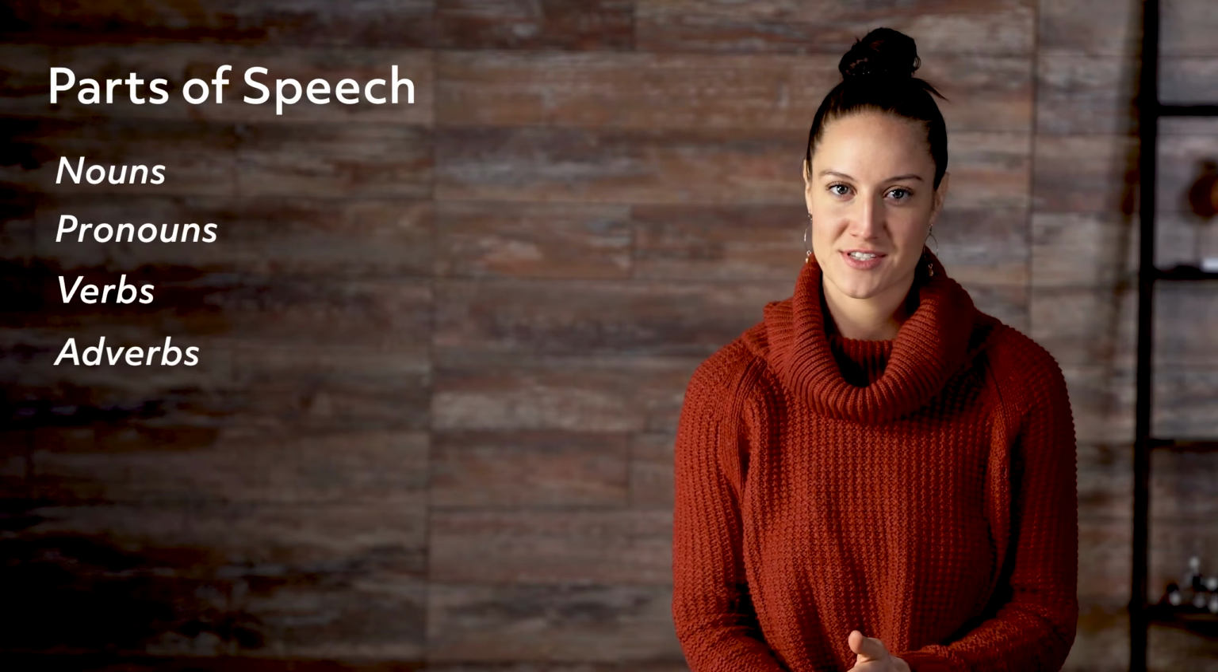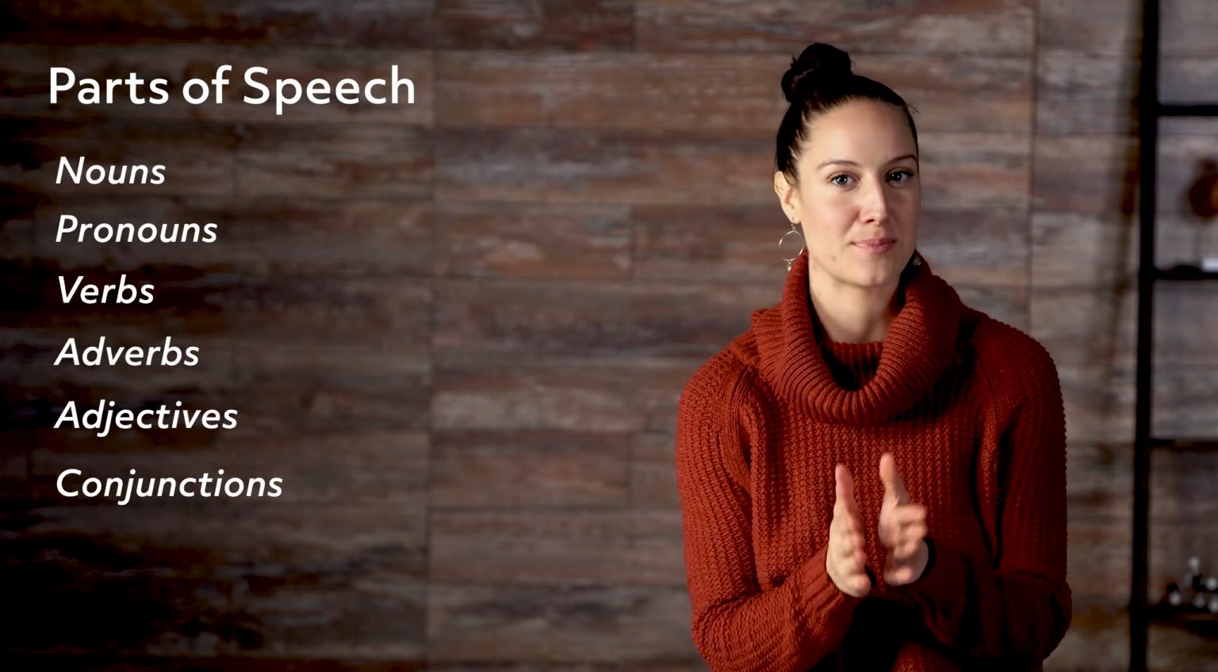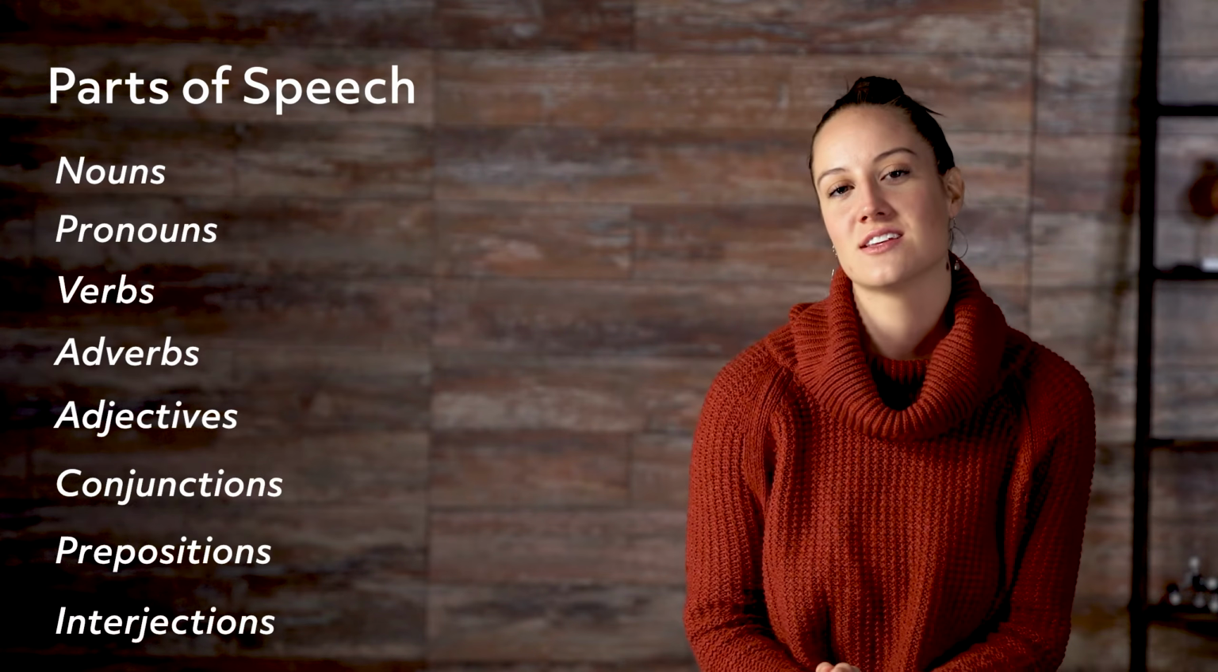Words are divided into different categories depending on their use and function. These categories are what we like to call the parts of speech. There are 8 parts of speech in the English language: nouns, pronouns, verbs, adverbs, adjectives, conjunctions, prepositions, and interjections.